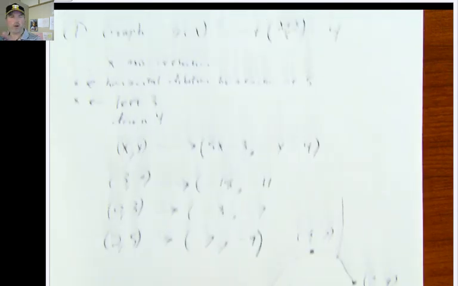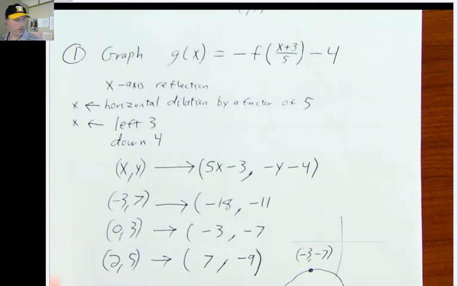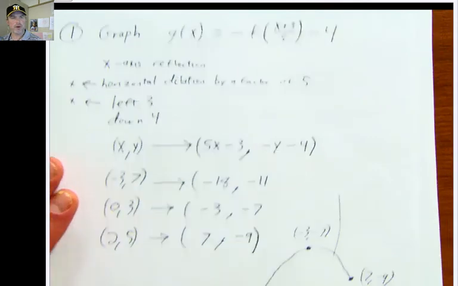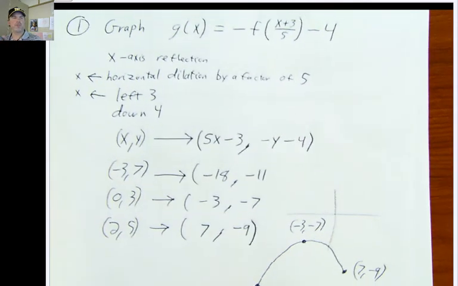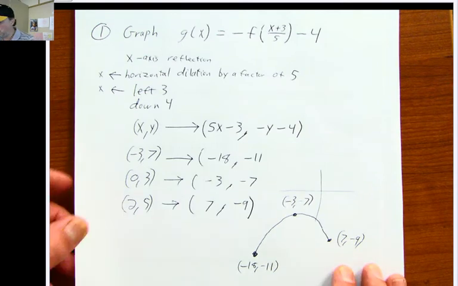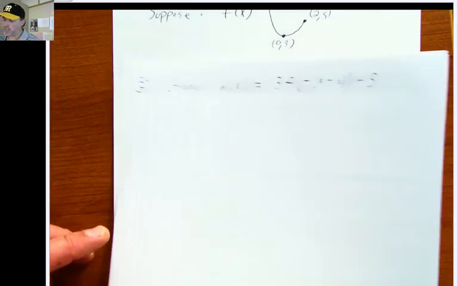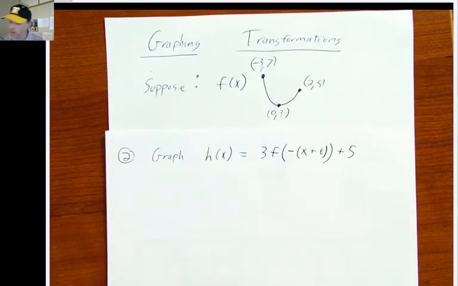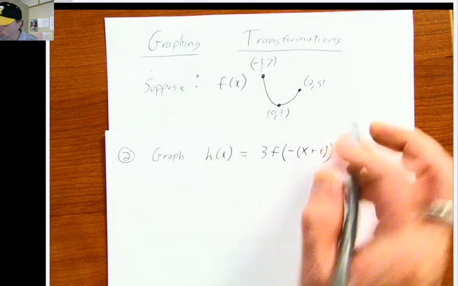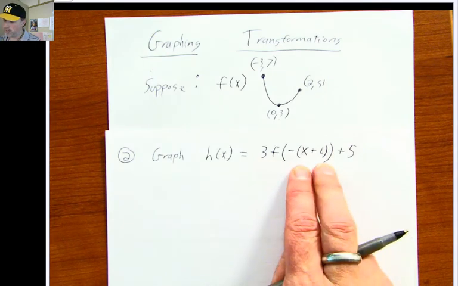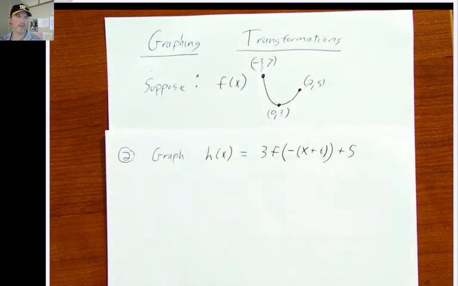Okay, that was our first example. I'd like to do one more example with you, but I want you to try this one out on your own, because if you get this problem and you understood what we did with it, then number 2 should actually be quite similar. So using the exact same f of x, try to graph this one. We have 3 times f of negative x plus 6, close parentheses, plus 5.